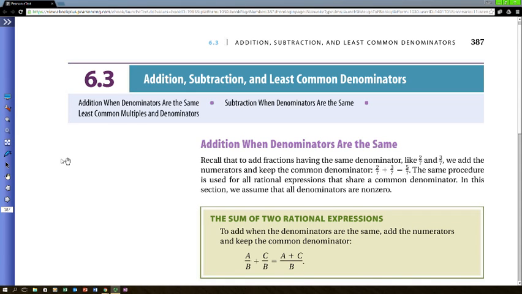Chapter 6, Section 3, Addition, Subtraction, and Least Common Denominators.